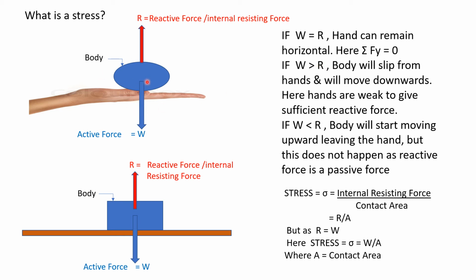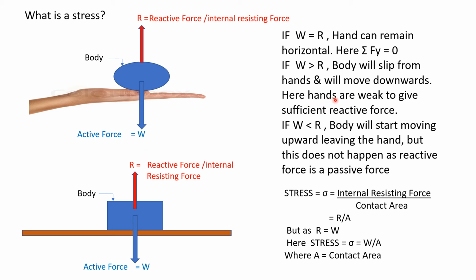Say this weight W is 10 kg, so high that he cannot resist the force. Then what will happen? R is supposedly less and W, the active force, is more. This weight will slip from his hand and move downwards. This body will start moving downward because W is greater than R. If the weight is heavy and he cannot bear it, then it will start moving down.